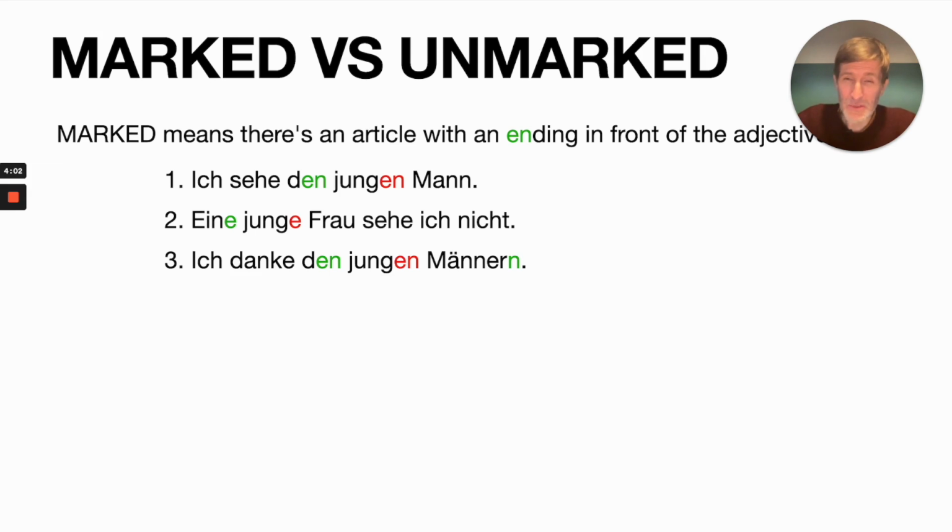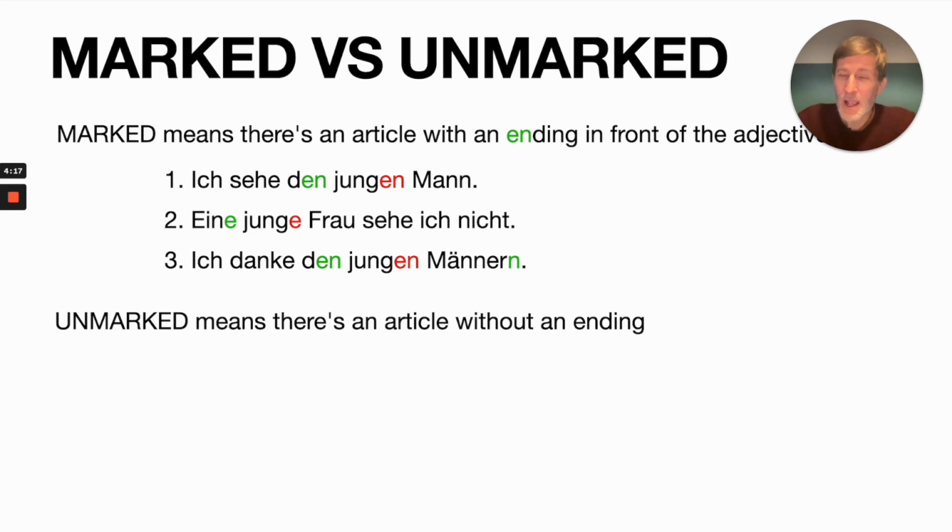You can see this already here, den jungen Männern. One could say that Männern, that has this special n at the end because of the dative, could also be seen as a mark. So jungen is marked twice. And then, of course, opposed to marked, we have unmarked, which can only mean there is an article or no article without an ending.